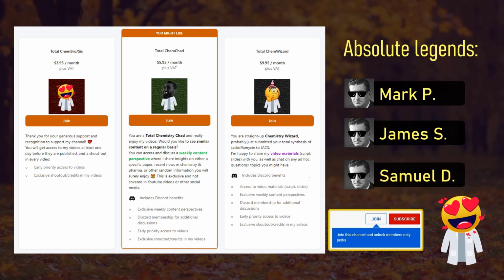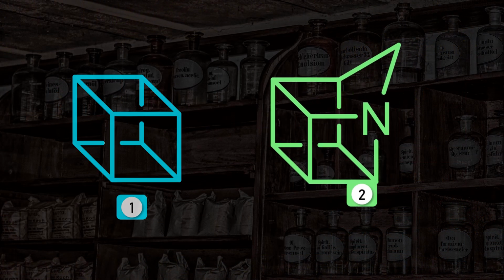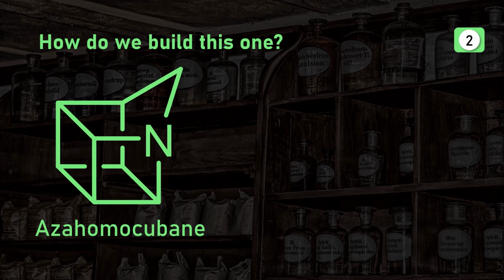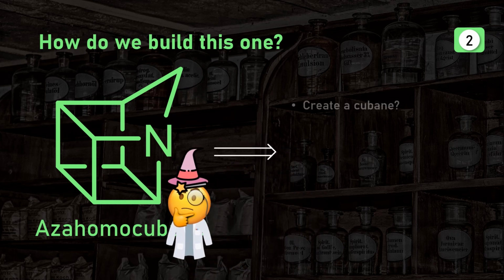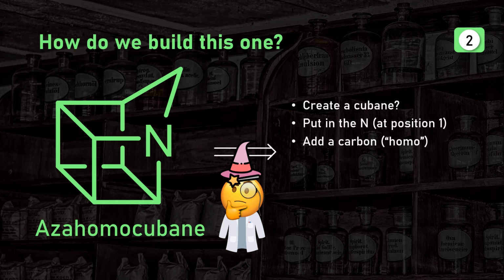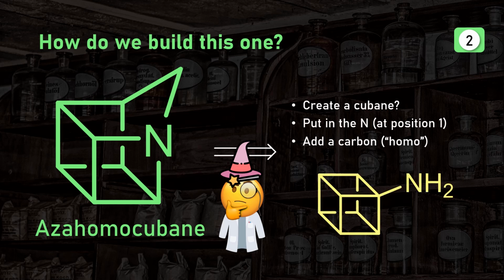So the little Cubane boy is done, but how do we create a much more complicated Azahomocubane? Well, a logical intermediate would be a simple Cubane amine. Because it's not 1964 anymore, we don't have to create Cubanes bottom up. Rather, we can simply buy them because there are crazy folks performing Cubane synthesis on kilo scale.